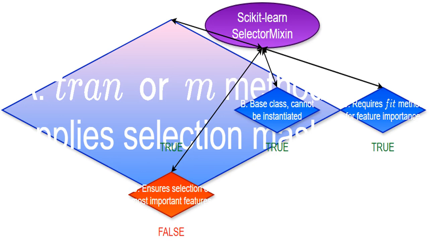I see that option A says the transform method applies a selection mask. That's correct. The transform method in Sklearn's SelectorMixin takes the features selected during the fit step and applies them to your data. It's like taking a stencil and only keeping the parts of the picture you want.